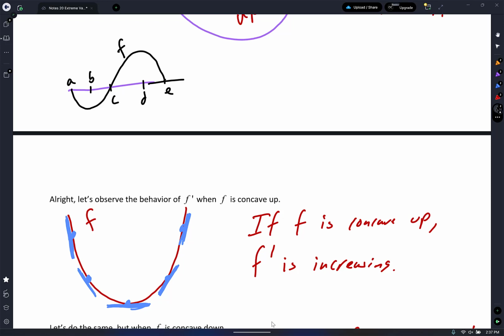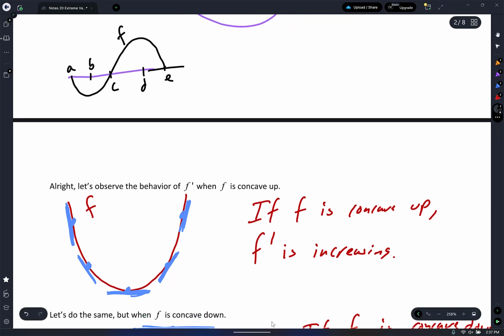Between C and D, is F positive or negative? Positive. Is it increasing or decreasing? Increasing. Between D and E, is it positive or negative? Positive. Is it increasing or decreasing? Decreasing. It's decreasing but positive. Do we see the difference? No? Okay, what's up, Wilson?